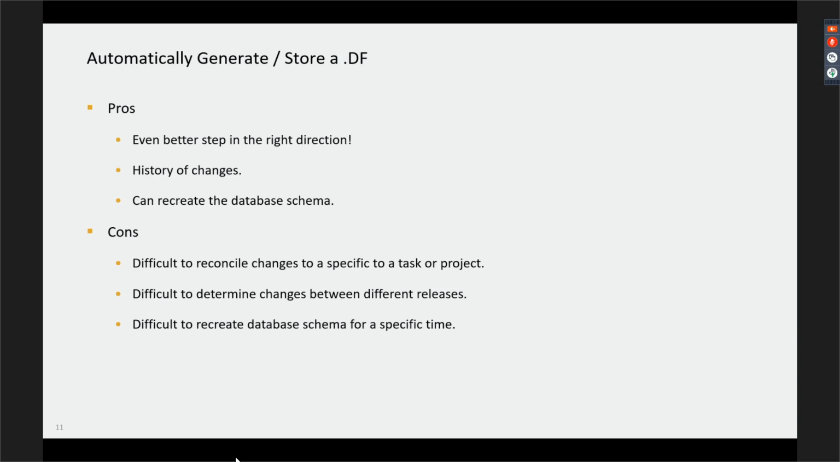So you're not going to forget to create your DF. Every time you check in some code, you might have some process that automatically runs and generates an incremental DF. If you do, that's great. So you're moving in the right direction. But still, the cons are the same. You can't reconcile changes to a specific project. It's difficult to determine the changes between different releases of your schema. And can you easily recreate?